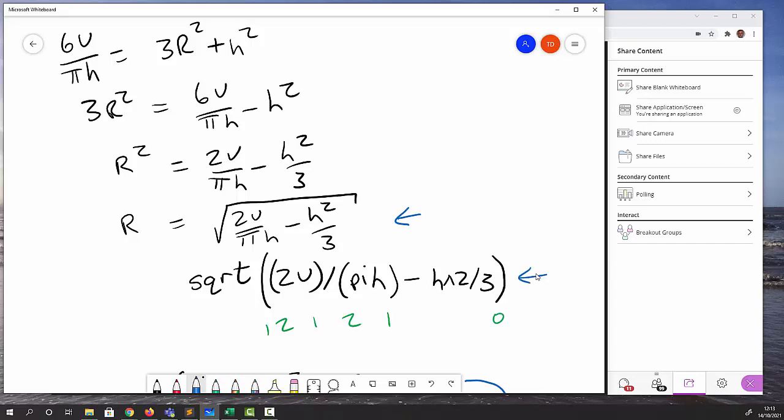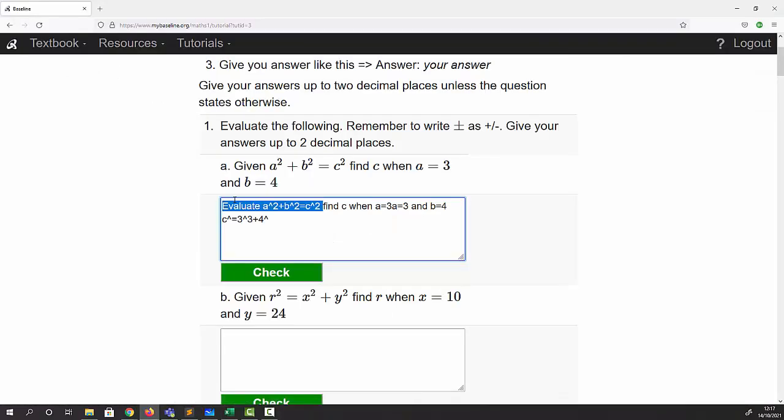Okay, and there were a couple of questions on the tutorial questions, weren't there? Find C when A is equal to 3 and B is equal to 4. So C squared will equal A squared plus B squared. So then you could say that that is equal to 3 squared is 9. I've said 3 cubed, haven't I? Not 3 squared. So 3 squared is 9. So that's going to be 9 plus 4 squared is 16. Okay, that is going to equal 25.